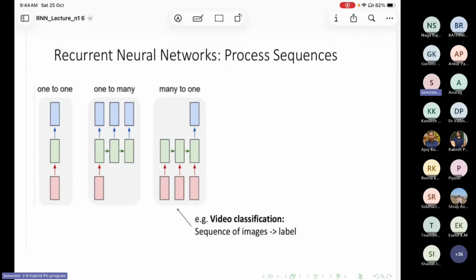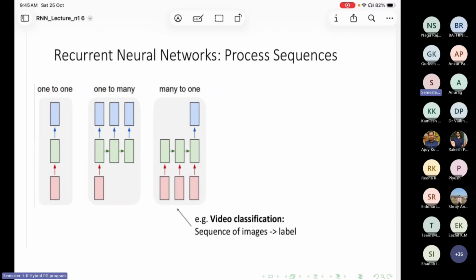Let's see another problem. Suppose you have video classification. In the case of video classification, this is called a many to one problem. You are given a video, and you know that a video is a sequence of images. The model has to give the label for that video. Suppose you give one clip of video and ask the model to classify what is happening in it. Suppose a person is walking or jumping. Walking, jumping, these are the classes.